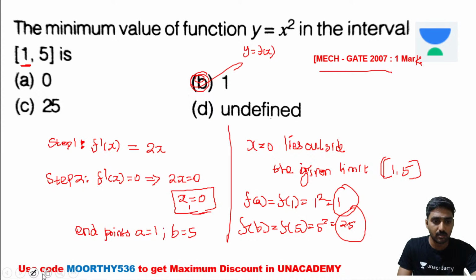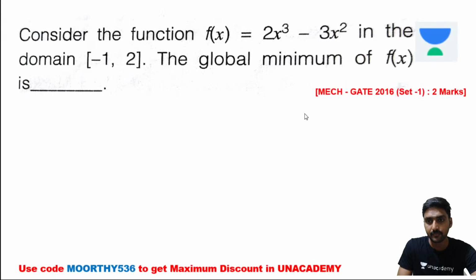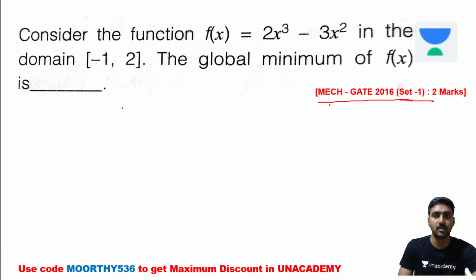And one more question I am going to give you. Listen. It's a Mechanical Engineering 2016 Set 1 2-mark question. Maxima and minima. Consider the function f of x is equal to 2x cube minus 3x square in the domain. They are giving the domain minus 1, 2. The global minimum of the function f of x is? Step 1: what we need to do?